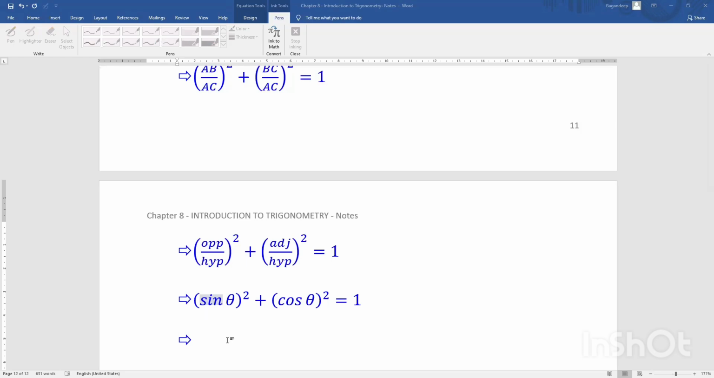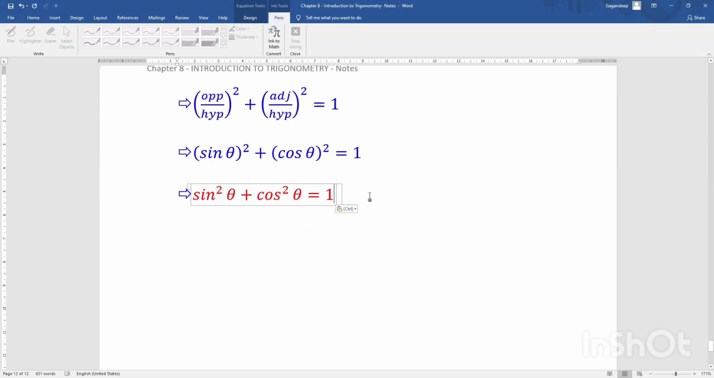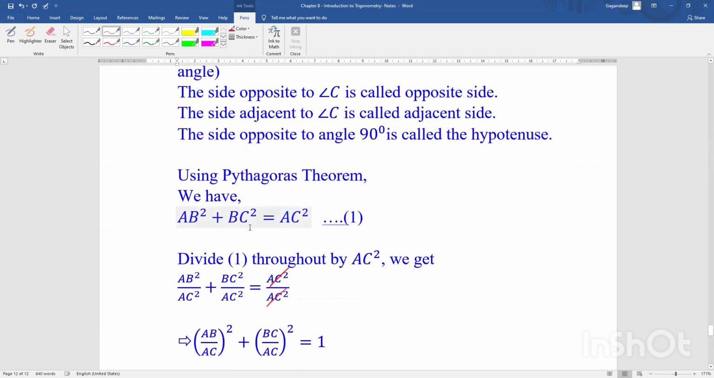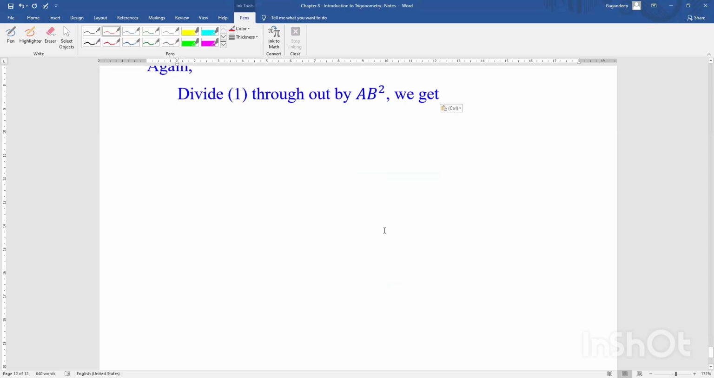So we get sine square theta plus cos square theta equals 1. Okay, the next one. Again, I'm going to divide equation 1 by AB square. Here this is equation 1. This time I'm going to divide it by AB square. Let us see what will happen in this case.